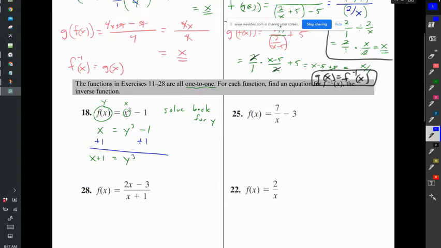So how do I undo a cubed? I'm going to do a cube root. So I do that to both sides. And what I'm left with is y equaling the third root of x plus 1. Once you've got that y isolated, you're done with the work.